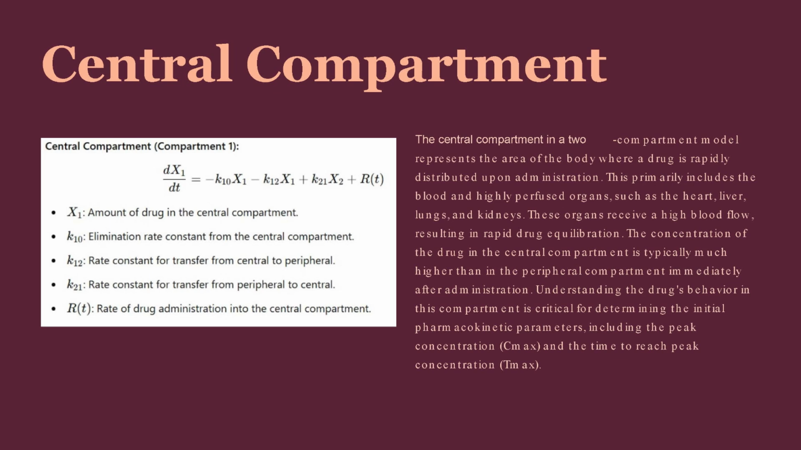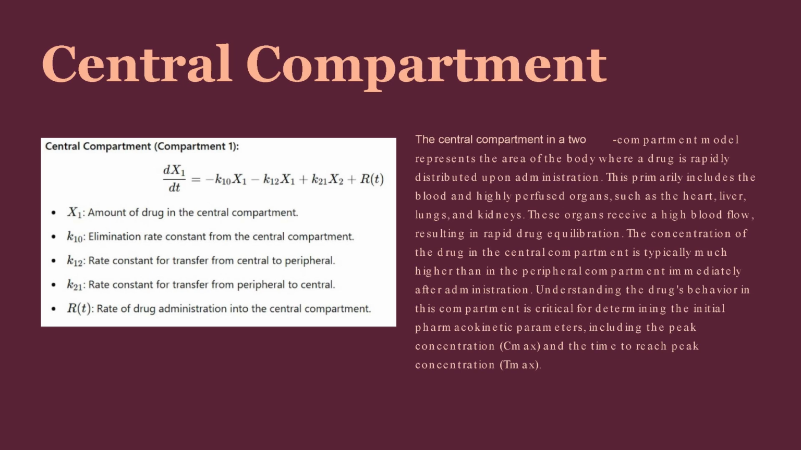this compartment. The equation for the central compartment is dx1/dt = -k10 x1 - k12 x1 + k21 x2. Let's break it down. x1, the amount of drug in the central compartment, representing blood and highly perfused organs. k10 x1 represents the elimination of the drug from the central compartment. The negative sign indicates that this process decreases the drug concentration in the central compartment as it is removed from the body.